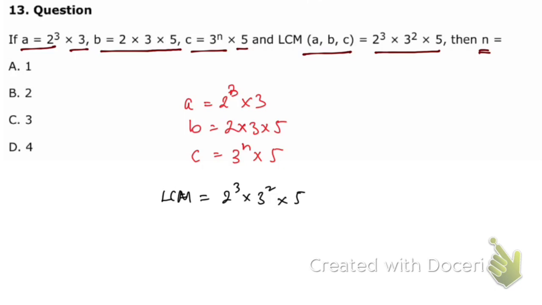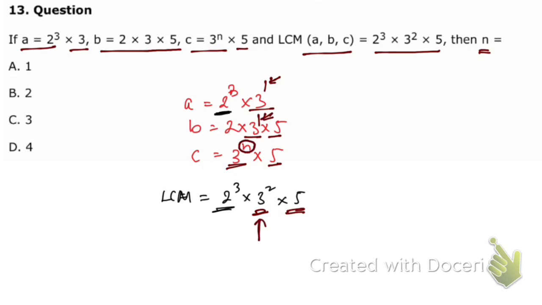As I have already explained how to find the LCM, in order to find the LCM, we take the factor with the highest power. So here we have 2 cube, so here also we have 2 cube. 1 is the highest power of 5, so here we have 5 only. And here this is 3 to the power 1, and here 3 to the power n. As we have 3 to the power 2 in the LCM, 2 must be the highest power, and this is 1, so n must be equal to 2.